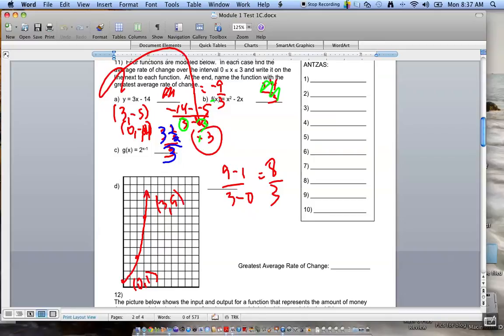I put the table in here. The first point is 0, -2. The second point is 3, 15, right? That is a 15, isn't it? Yep. So I'm going to get 15 minus -2 over 3 minus 0, which is 17 over 3. So this guy's 17 over 3. And then this guy I subtracted and got 8 over 3. Which one's the biggest? The biggest is B, f of x. Okay?